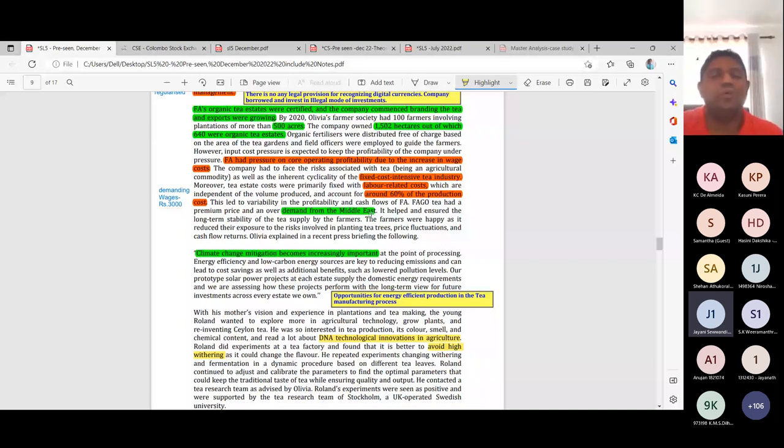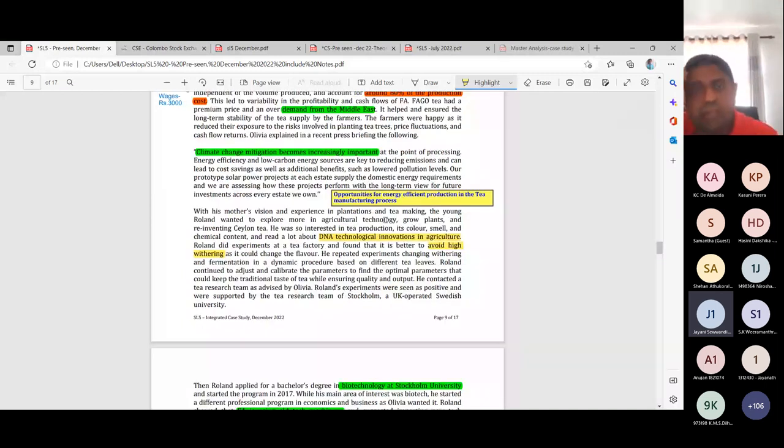It helped ensure the long-term stability of the tea supply by the farmers. The farmers were happy as it reduced their exposure risk involved in planting tea trees, price fluctuation, and cash flow returns. So we have connected the farmers and we purchased the tea from them. Will you explain your recent press brief in the following?